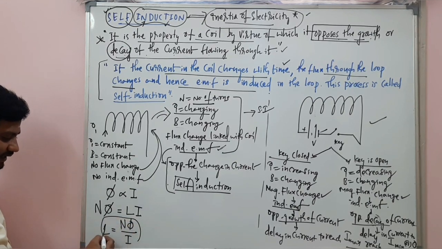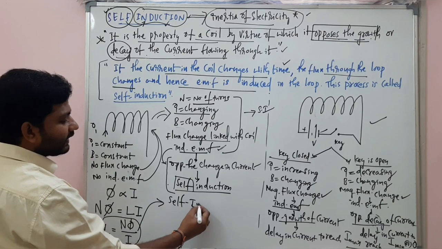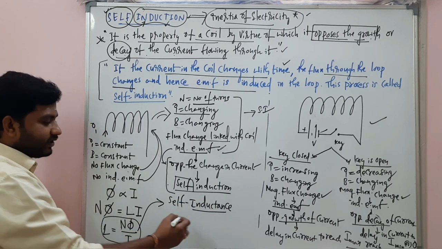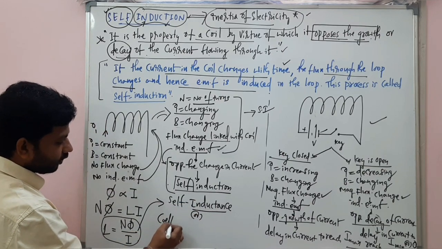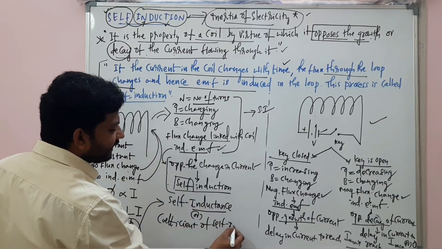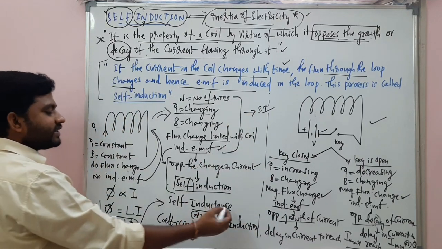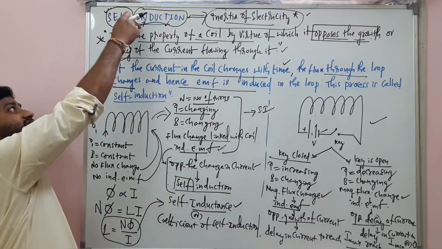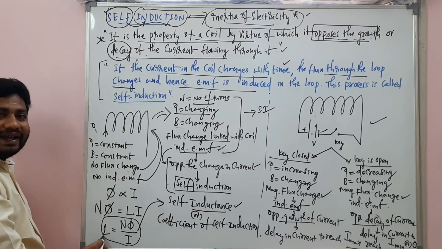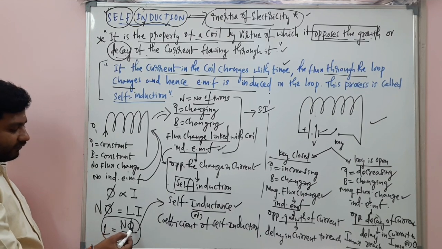Do you know what exactly this L is called? This L is called self-inductance. It is also called the coefficient of self-induction. This is also called self-inductance. Self-induction is different, and this is self-inductance. So this self-inductance, or coefficient of self-induction, has the formula N into phi by I.